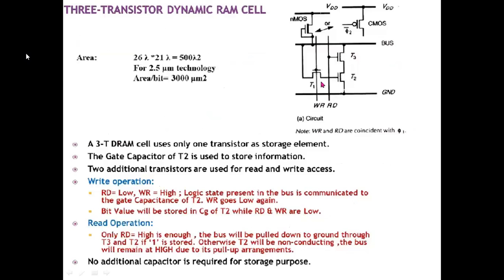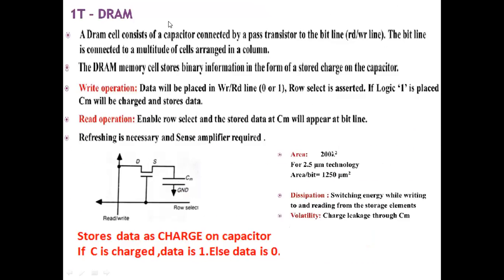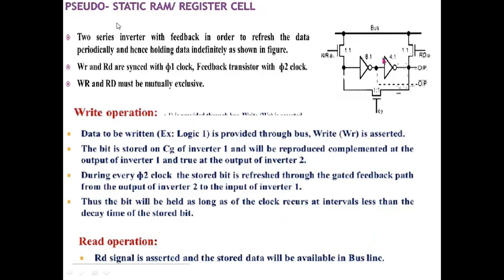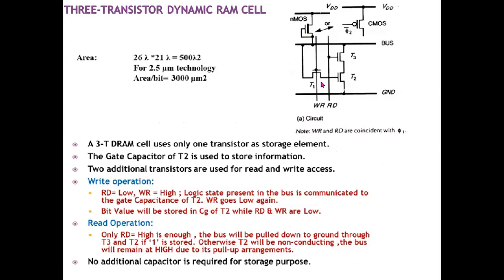Okay, so next is the 3 transistor dynamic RAM cell. From the examination point of view, this 3 transistor dynamic RAM cell, as well as the 1 transistor dynamic RAM cell and the pseudo static RAM cell, are very much important. So you can understand this.